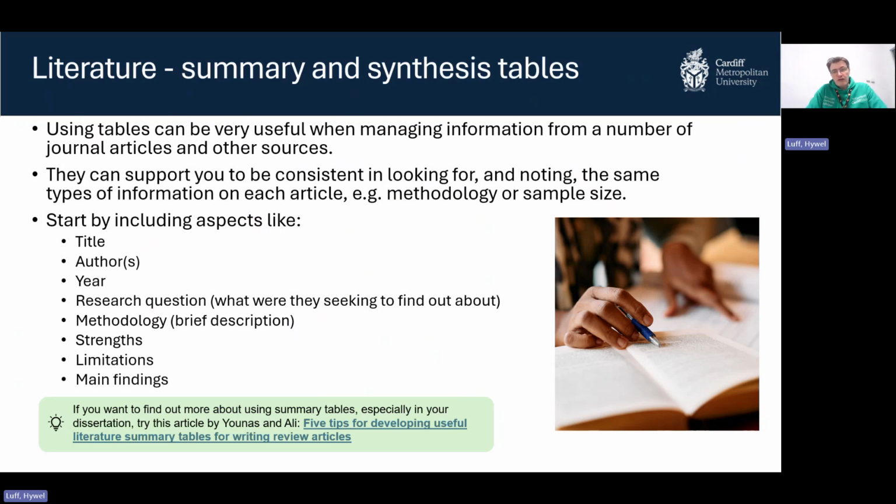Okay, it might be important to you to know, like I said, the methodology. Do they use interviews, questionnaires? How did they go about that? What are the strengths of that research? What were the limitations as well? So you're looking now very evaluative. It's much more critical. This really supports critical writing very well. And what were the main findings that came out of their study? So if you imagine you had a table of that, when you're writing or thinking about planning, you can access that very quickly and you're comparing between the sources all the time.